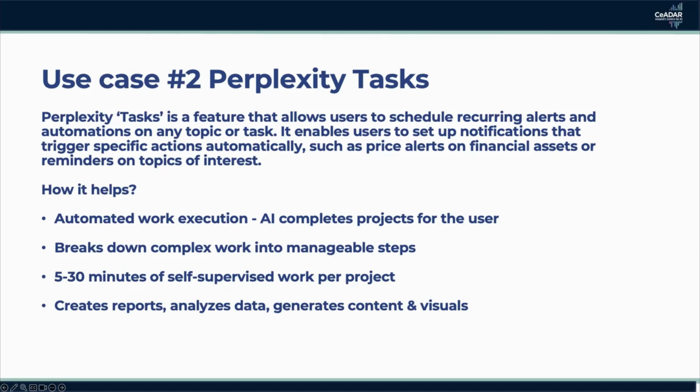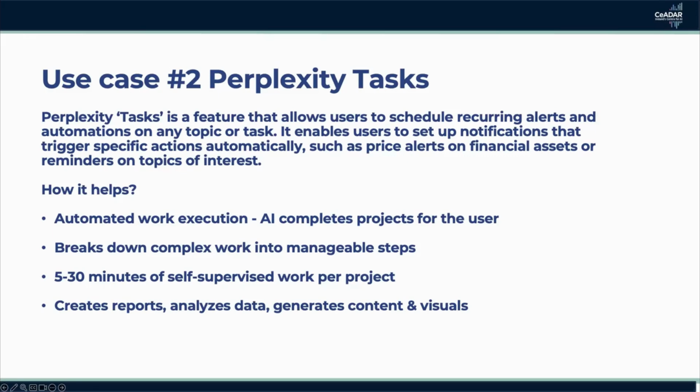And we're roughly talking about 5 to 30 minutes of self-supervised work, project work, depending on the complexity. A good example, if I share, is let's say I'm a startup and I'm launching a new product. I could set up a task feature in Perplexity to monitor my competitors' product launches every week.